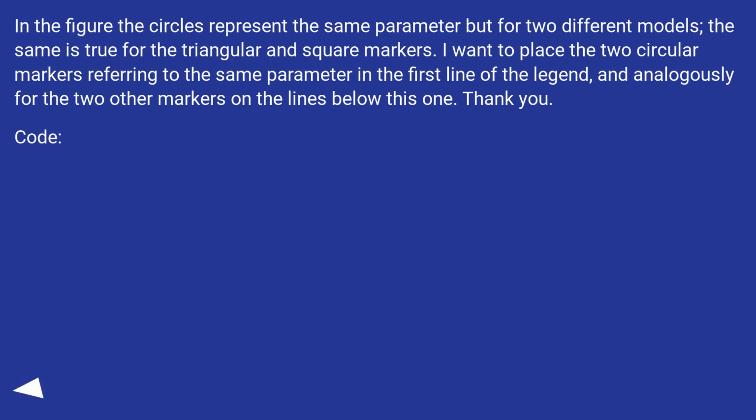In the figure the circles represent the same parameter but for 2 different models. The same is true for the triangular and square markers. I want to place the 2 circular markers referring to the same parameter in the first line of the legend, and analogously for the 2 other markers on the lines below this one.